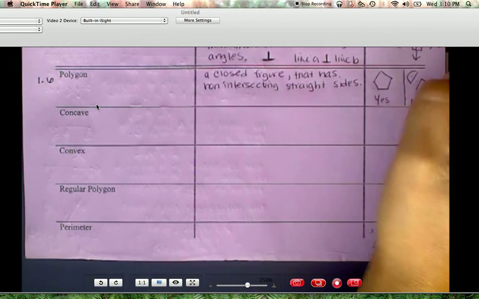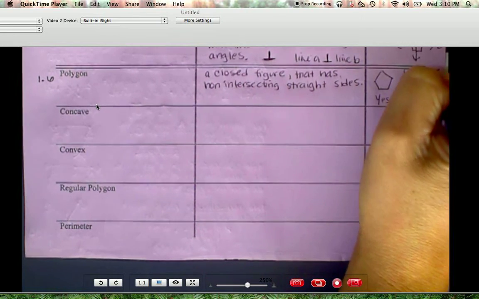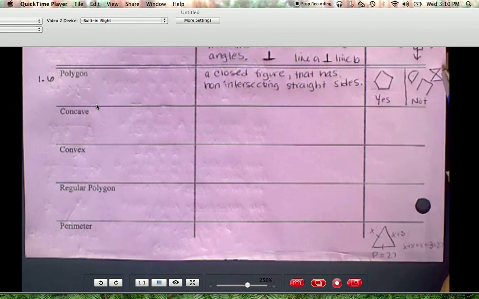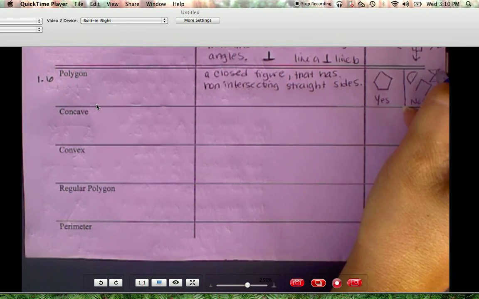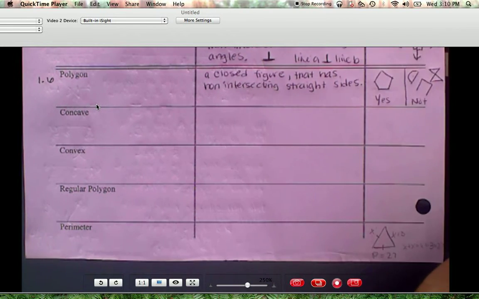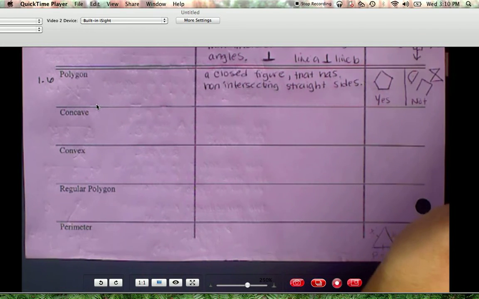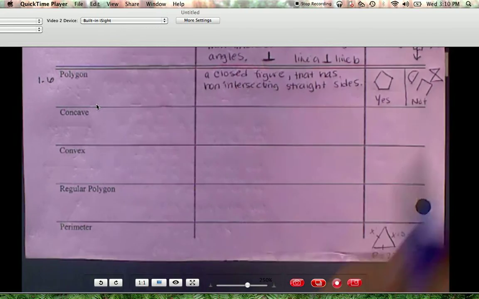Now, if we talk about the non-intersecting, this would be intersecting. So these two sides are intersecting each other. So that wouldn't be one polygon. That would actually end up forming two polygons. This polygon here and this polygon here. So as a whole, that's not a polygon. Okay, so a closed figure that has non-intersecting straight sides.